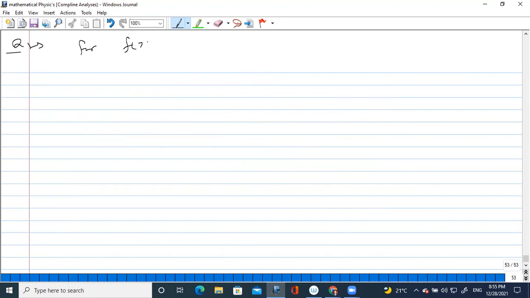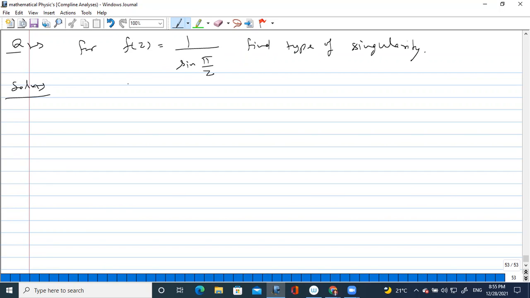One more question I will take for this. For the function f(z) equal to 1 upon sin(pi by z), find the type of singularity. So this is the question. Here again, to find the singularity or pole, I can put the denominator equal to 0. Put sin(pi by z) equal to 0 to find the pole.